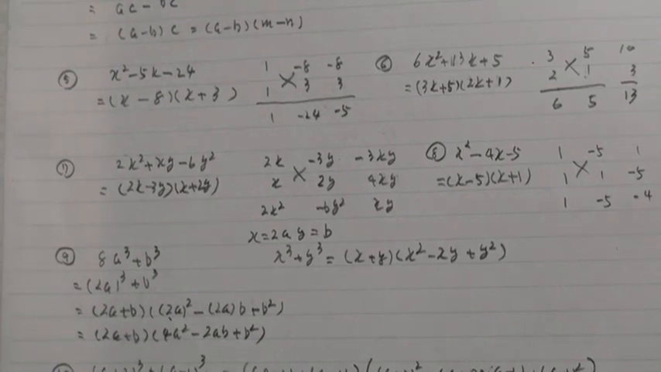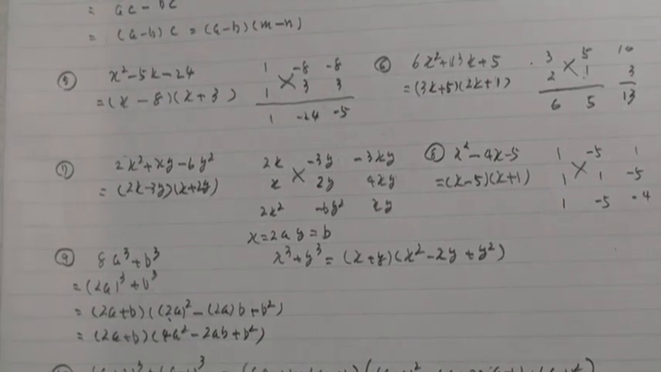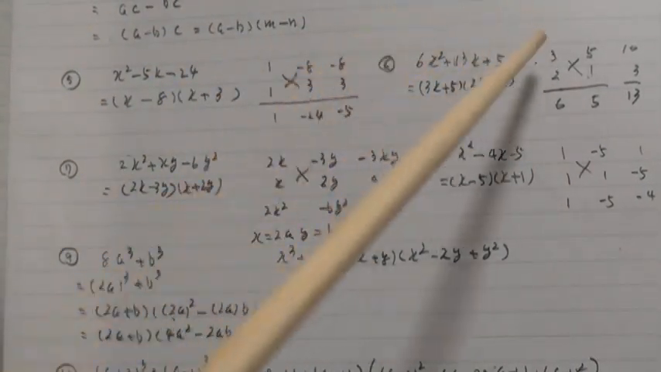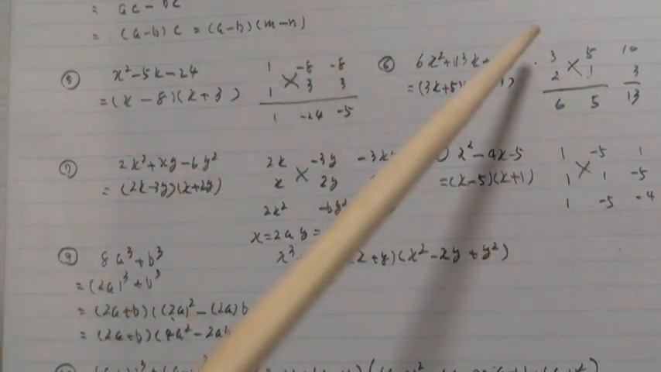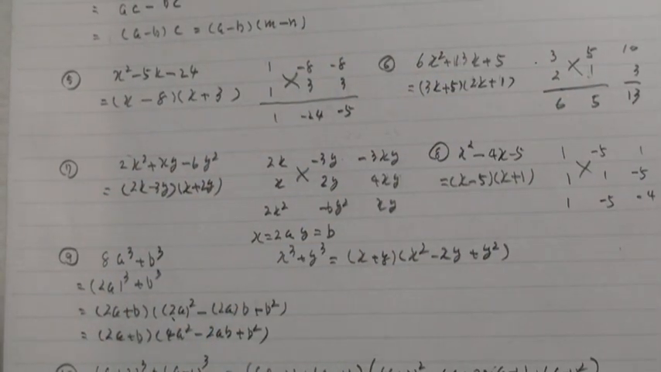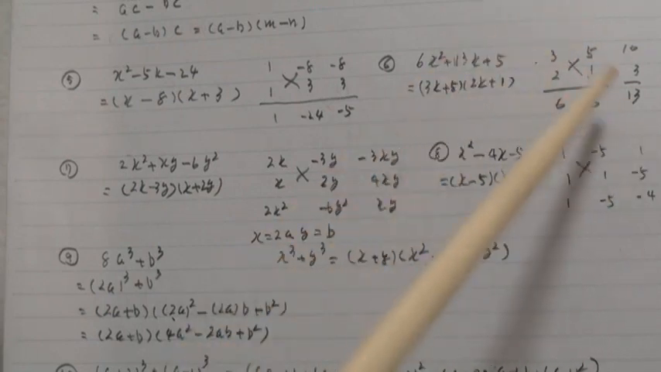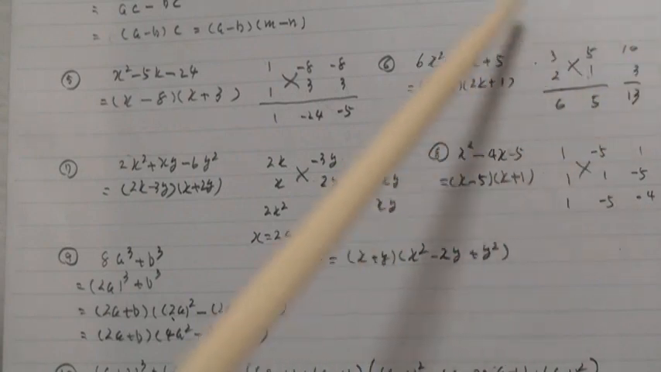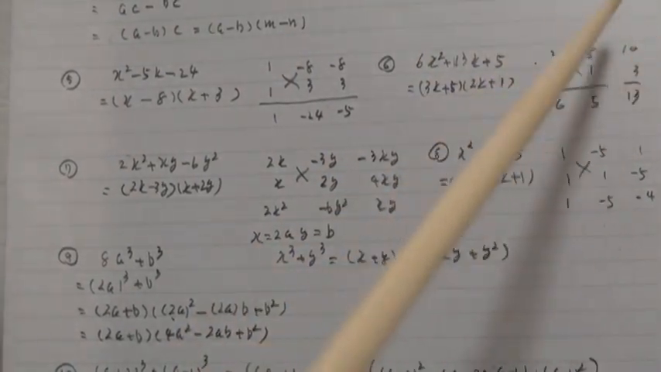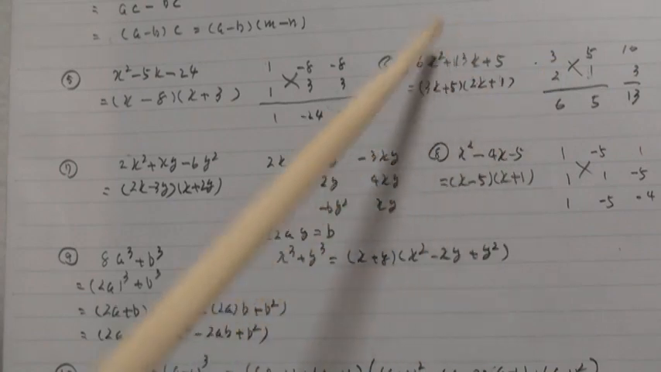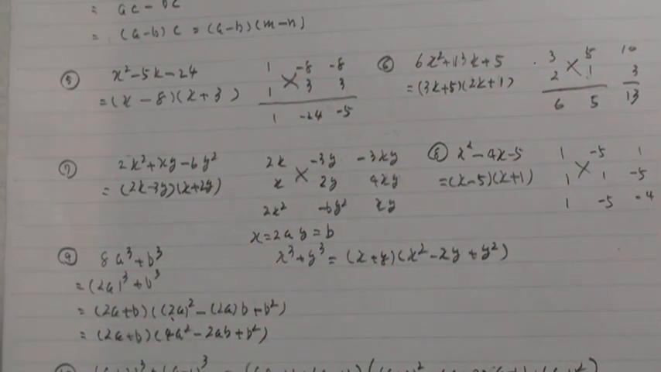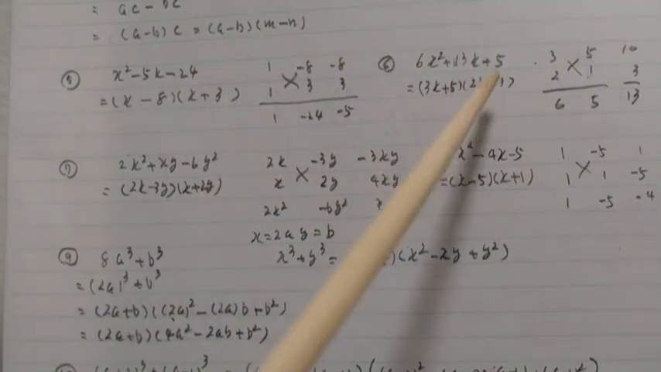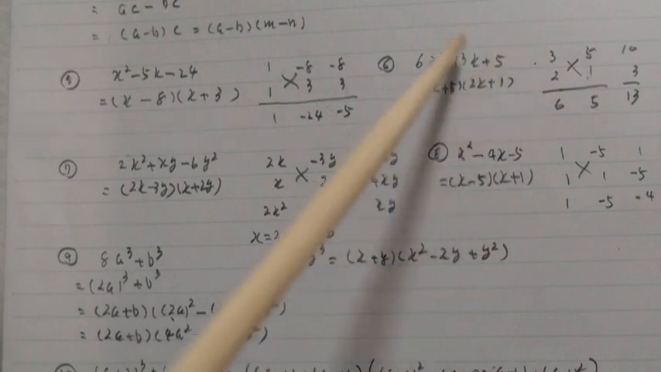And take 6, 6x² + 13x + 5 equals. Coefficient: 3 times 2 equals 6, and 5 times 1 equals 5, and last checkpoint: 2 times 5 equals 10, 3 times 1 equals 3, and add 13. This is okay. Then this is answer, (3x + 5)(2x + 1). This is answer.